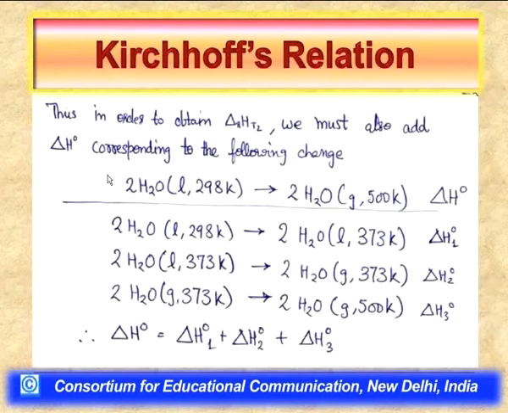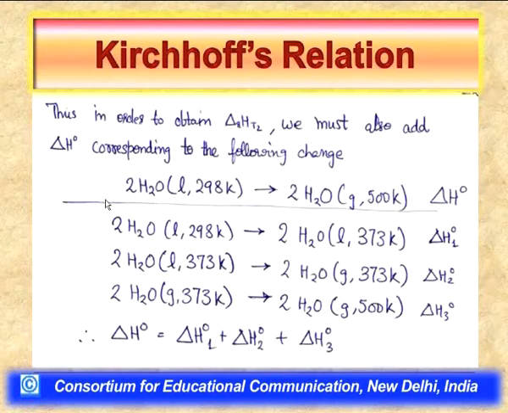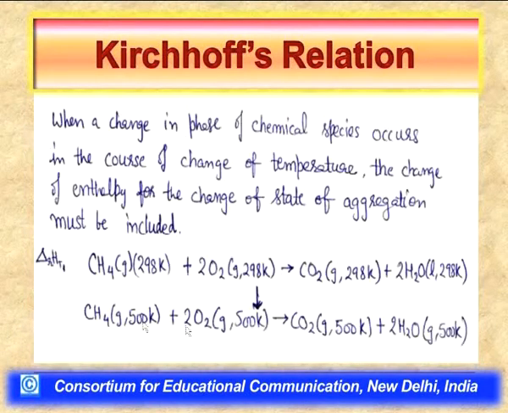For example, it means you will have to add the value of delta H standard for this reaction, that is 2 mole of water in liquid state at 298 Kelvin undergoing transformation to 2 mole of water in gaseous state at 500 Kelvin. You will have to add this delta H naught value to the delta RH T2 value in order to actually get the enthalpy change for the same reaction, that is combustion of methane at 500 Kelvin.